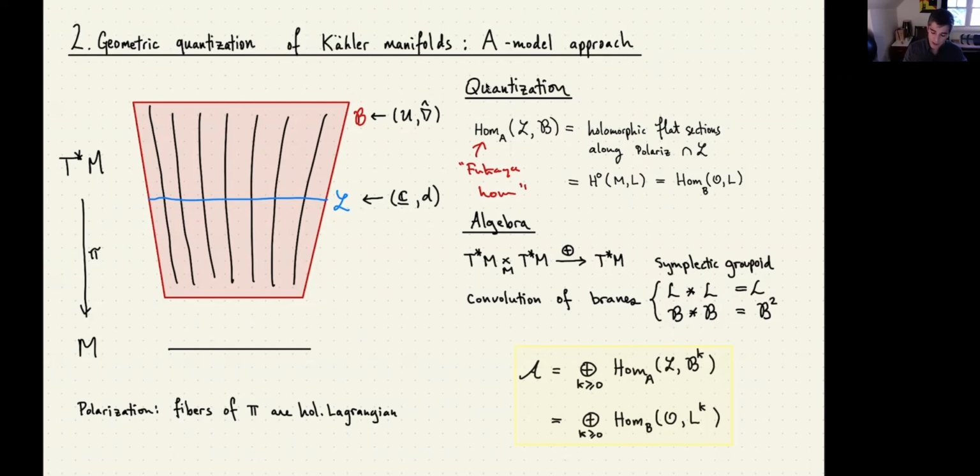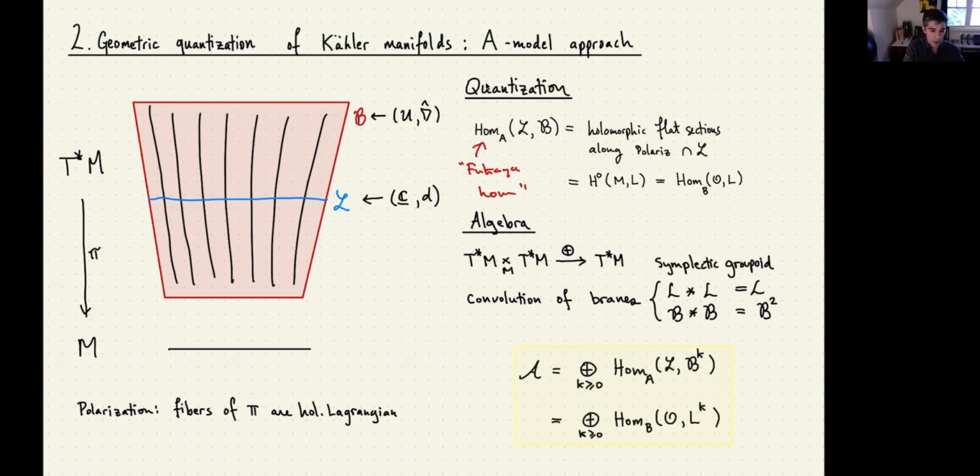So basically, we can understand the algebra structure that is formed from these two branes in the following way. We understand it as taking advantage of a monoidal structure on the Fukaya category of this symplectic manifold. This monoidal structure allows us to take these two objects and square them, cube them, and produce a sequence of pairs: L and B, L squared and B squared, L cubed and B cubed, and so on.